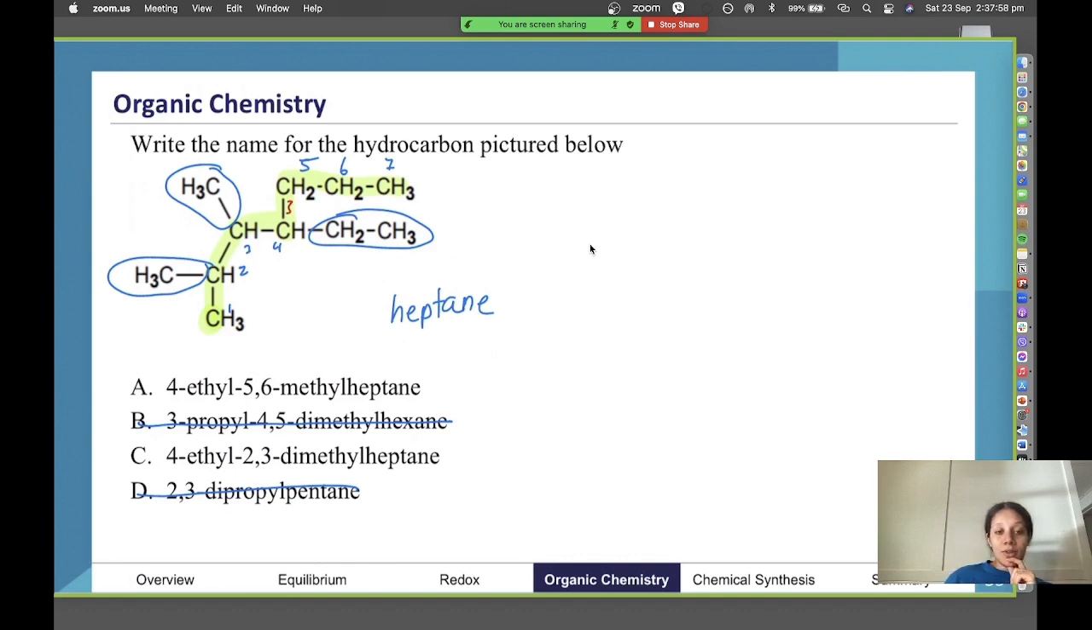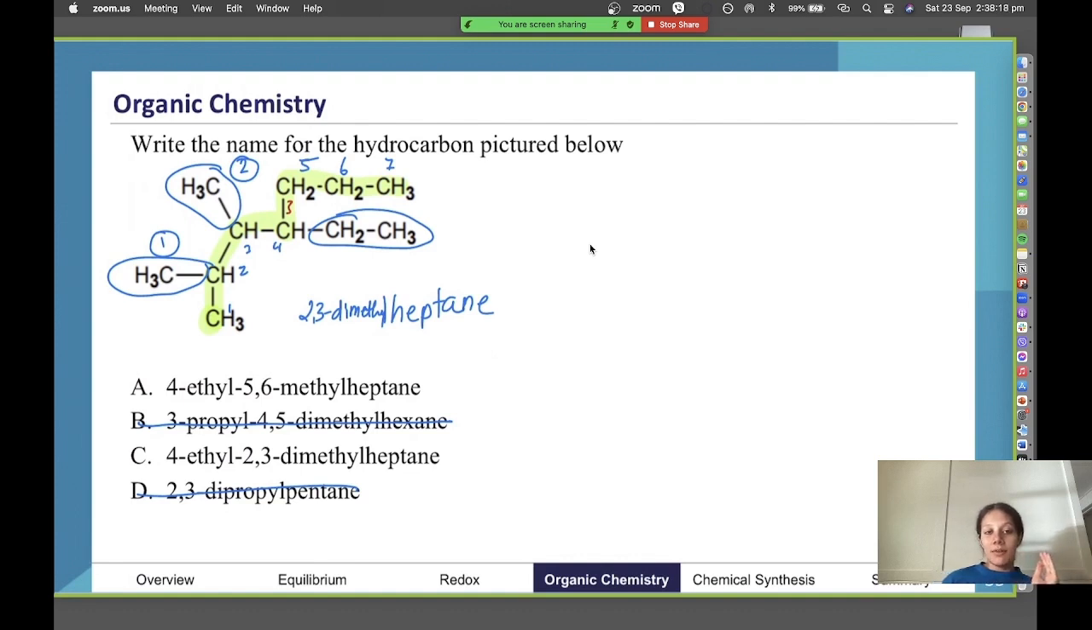Now we want to just think about naming our branches. So on 2, we have a methyl group because it's just 1 carbon. And then on 3, we also have a methyl group because that's 2 carbons. So then we can say we have 2,3-dimethyl. So important to put the di to indicate that we have 2 of the methyl branches.